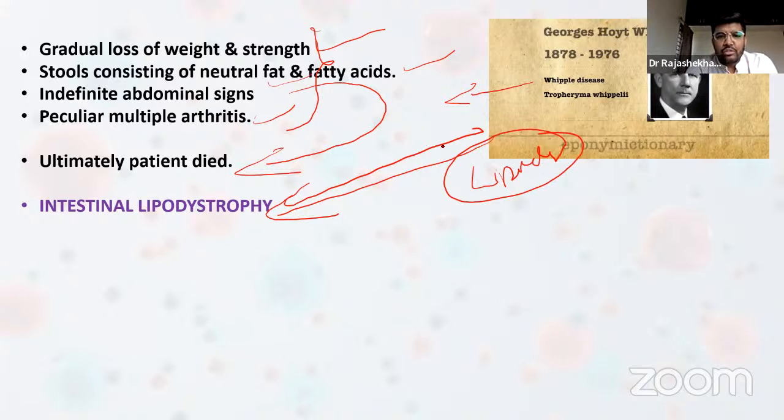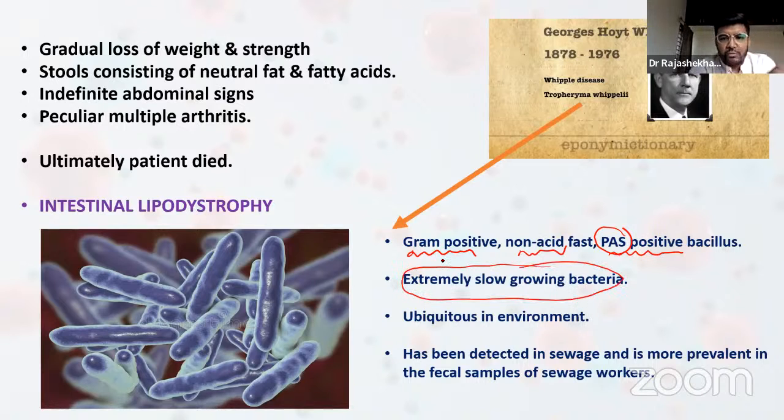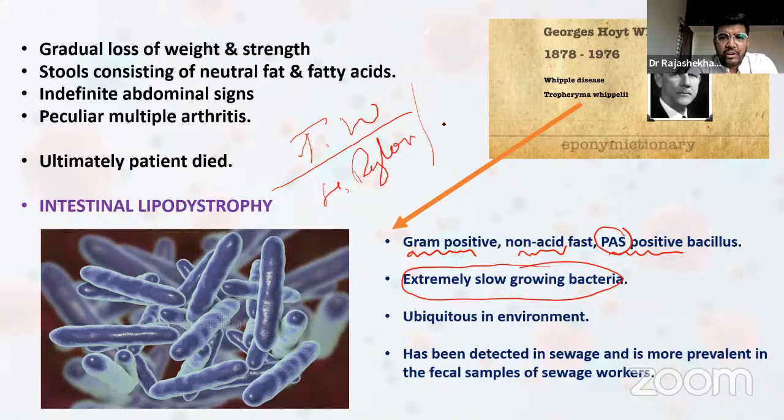So later on, the condition was found to be caused by a bacteria called Tropheryma whipplei, and later named Whipple's disease in his honor. So this organism is a gram positive, non-acid fast, and PAS positive bacillus, that is a periodic acid Schiff positive bacillus. It is an extremely slow growing bacteria. So if you ask me which are the extremely slow growing bacteria you know of, one is this Tropheryma whipplei and the other is Helicobacter pylori. So these are extremely slow growing, so it is very difficult to culture them.